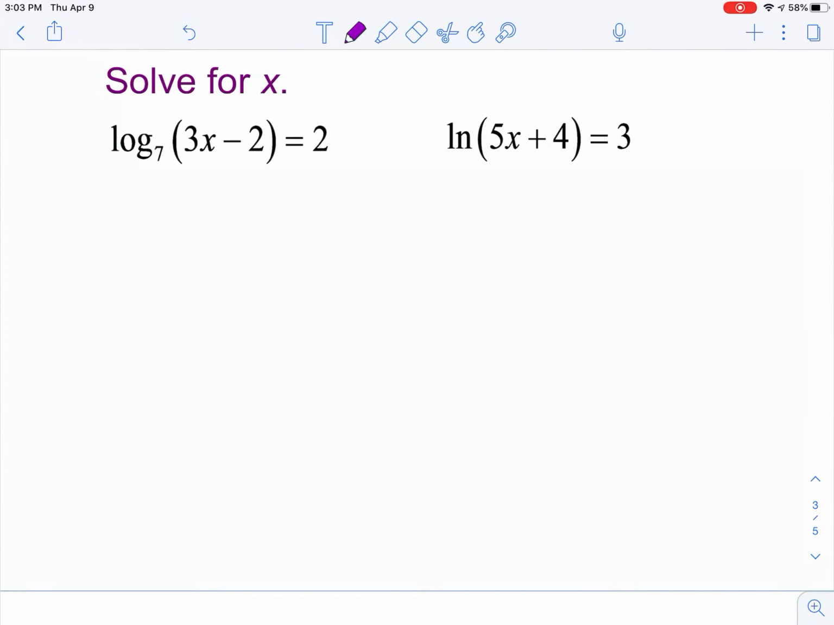Oh no, we only have one log. So whatever shall we do? Well, remember back when we could take a log and change it to exponential? If you only have one log, you are going to change to exponential. And remember, we always have to check our answers for extraneous solutions.